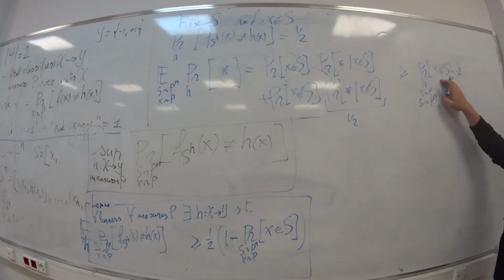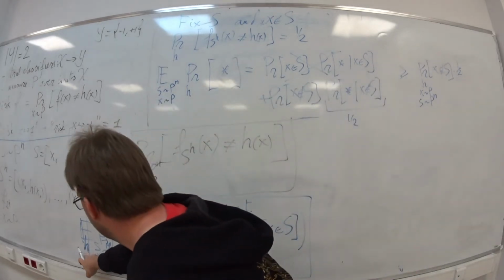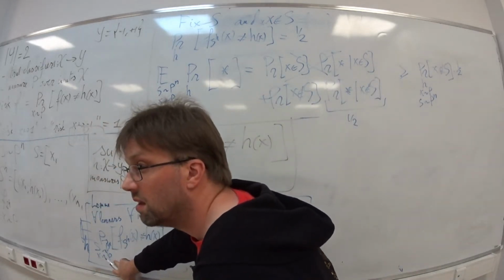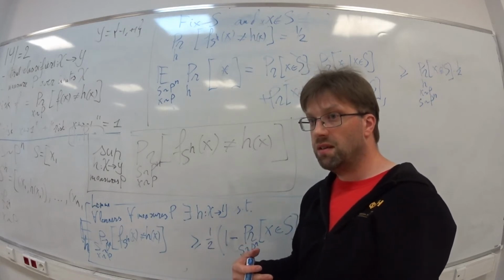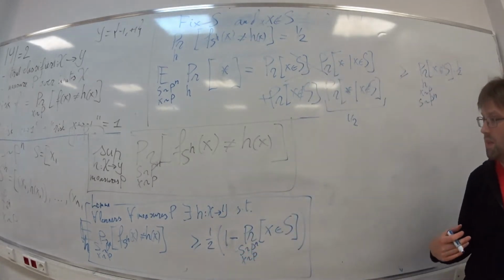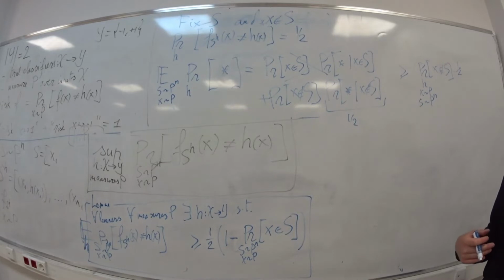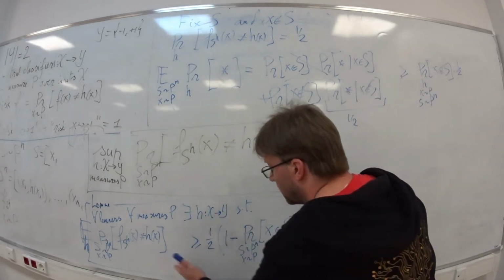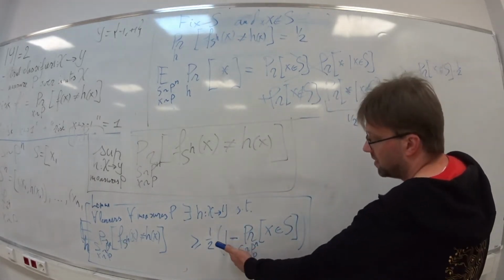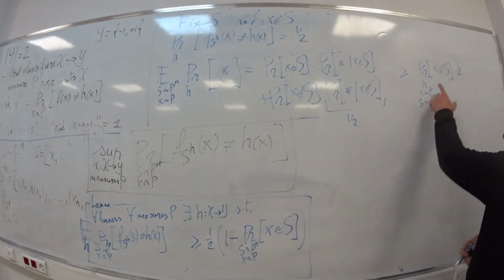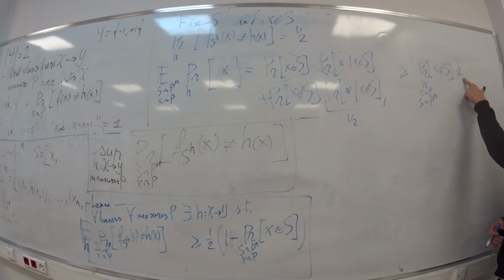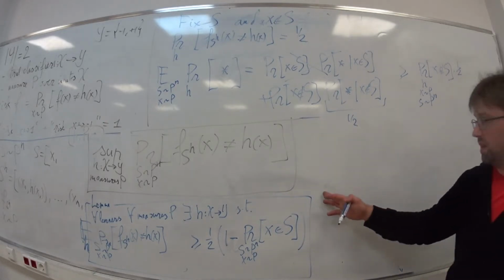Here we have a probability, and here we have the expected value of a probability. But the expected value of a probability is just the probability. So we have proven that this is at least this. Note that I take the complement: 1 minus the probability that x is in S. Here I have the probability that x is not in S times 1/2. So this lemma is proven.